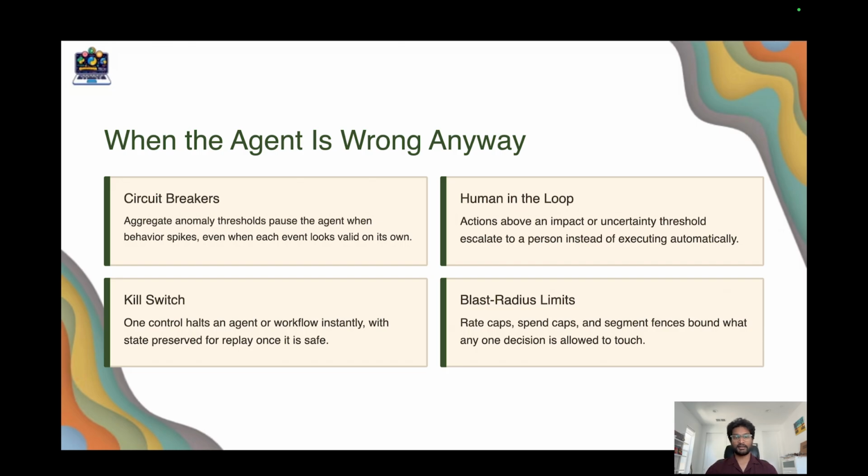And blast radius limits, rate caps, segment fences, hard ceilings on how much any single decision is allowed to touch, so a bug stays an incident instead of becoming a catastrophe. Now let me show you all of it: the failures, the guards, and that last line of defense live.